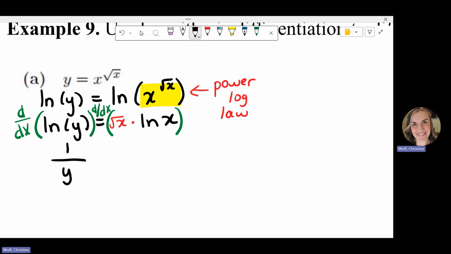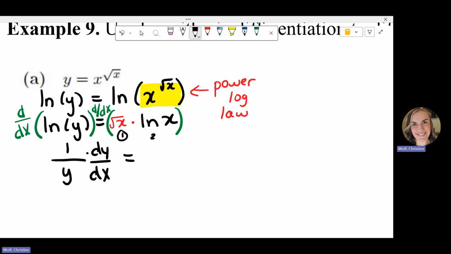But I did take the derivative of something with a y in it, right? So we know implicit differentiation means we slap that on the side. Now on the right-hand side, I have to take the derivative of root of x times ln x. That's a product. So because we're taking the derivative, this is item number 1, this is item number 2, right? I have to do the product law.